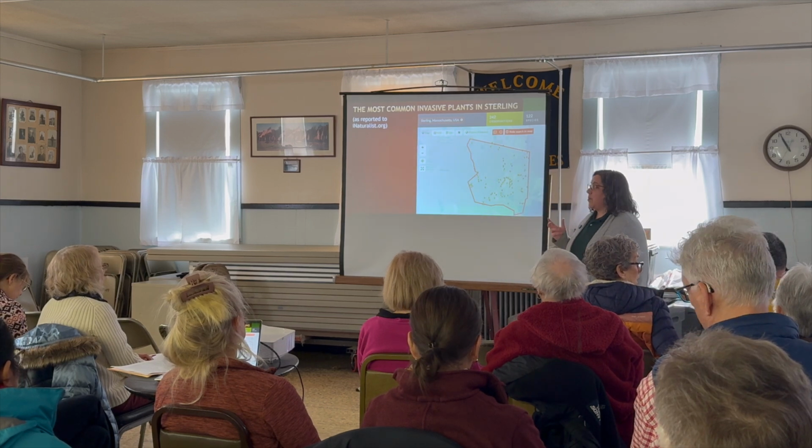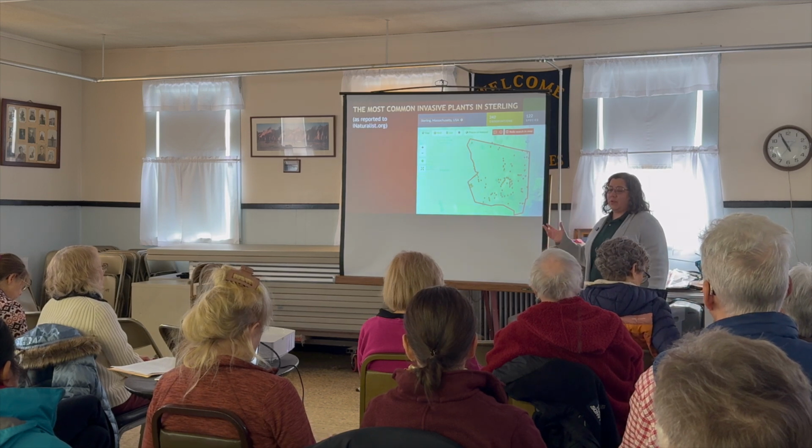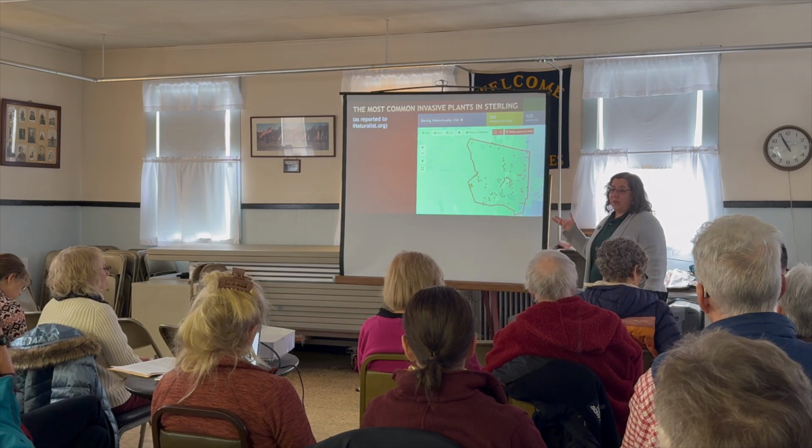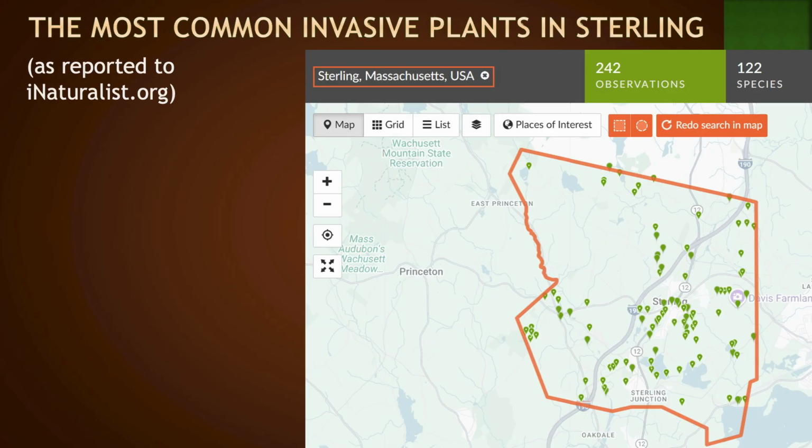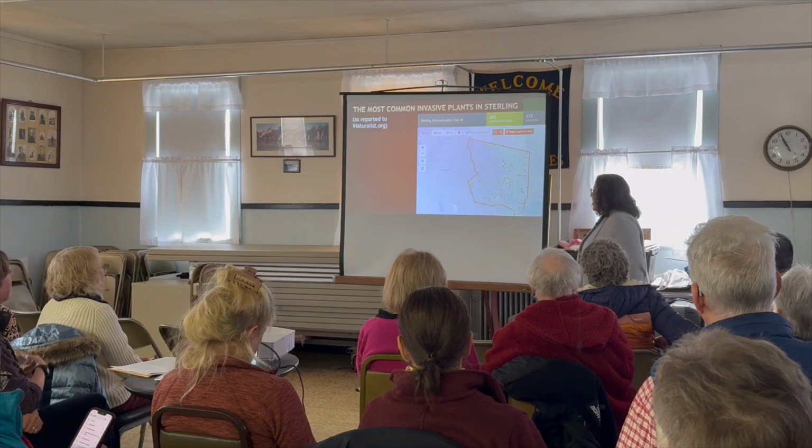So what I did was I went into iNaturalist.org and I searched for introduced plant species in Sterling, Massachusetts, and this is the map that came up. And then I spent a lot of time trying to figure out what the heck this part of Sterling is, because nobody is posting observations from there.